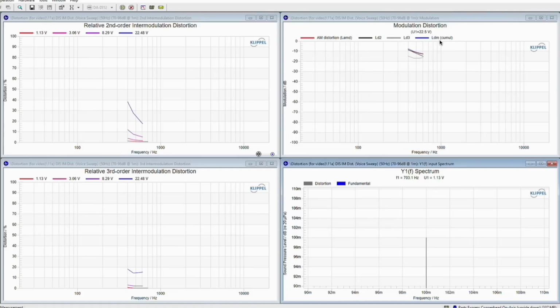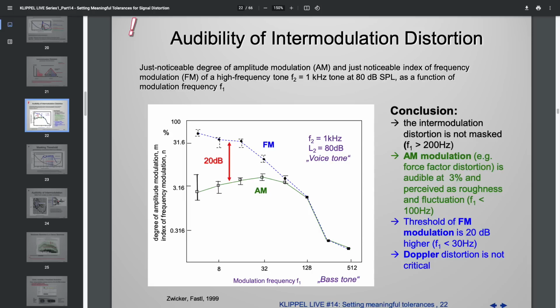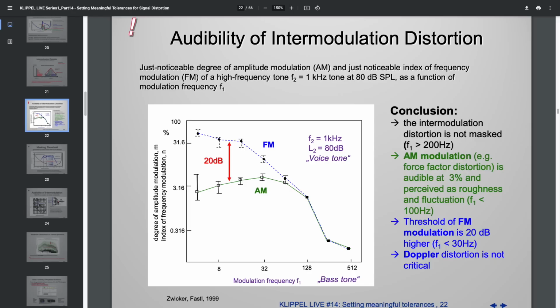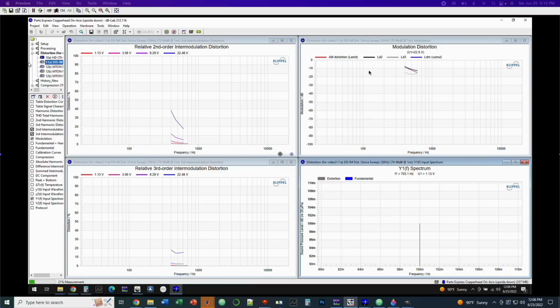Now, if you go back to that screenshot that I provided briefly a second ago, or follow the link to Klippel's, I said white paper, it's actually a presentation. Now, if you look at this screenshot from Klippel's presentation, I'm basically paraphrasing, but essentially what it says to me is that amplitude modulation is detectable at about 3%. 3% would be negative 30 dB down in amplitude. They state that Doppler distortion is at about 20 dB higher than that, so about negative 10 dB down. And that's where those thresholds of distortion are going to come into play.